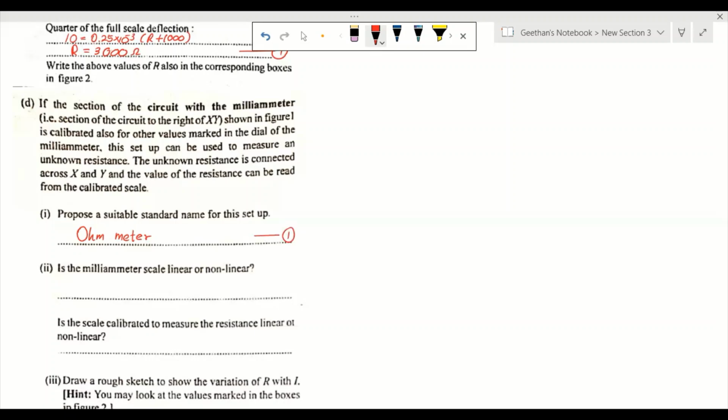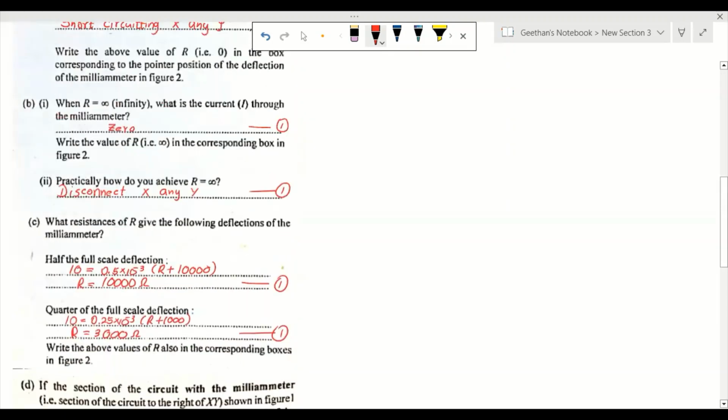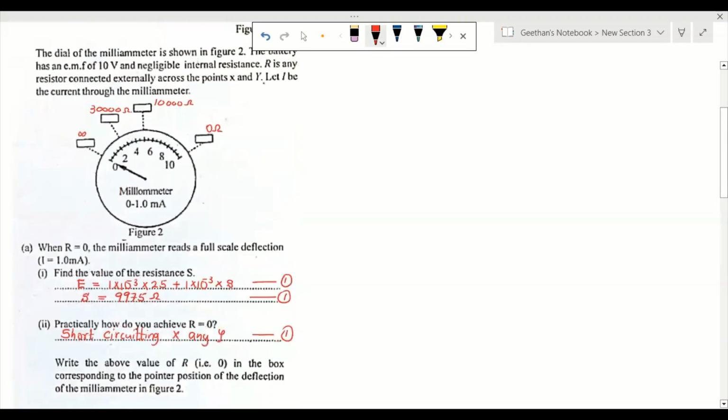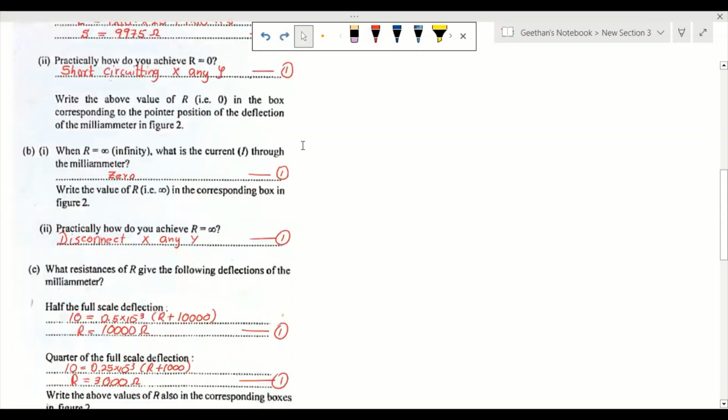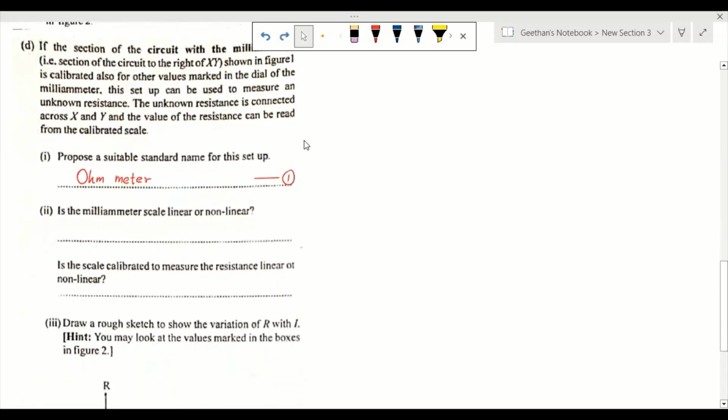Is the multimeter scale linear or non-linear? So, the milliammeter. Is the milliammeter scale linear or non-linear? That's linear. We can see that, right? And in a galvanometer, usually the scale must be linear, and also you can see by looking at this scale, it's a linear scale. So there's no doubt in that. So we can say it's linear.